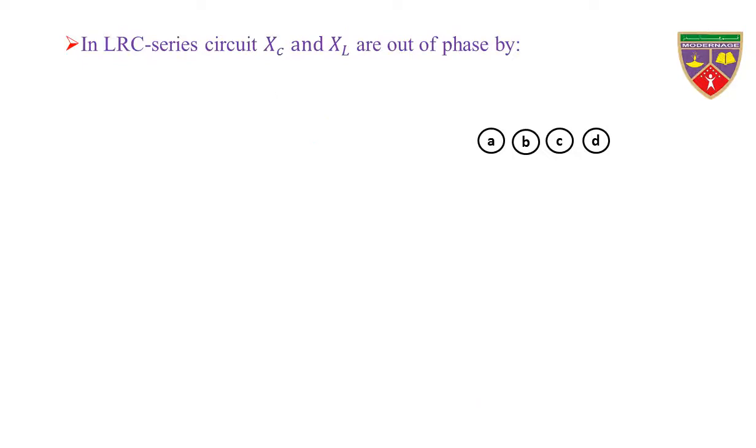In LRC series circuit, XC and XL are out of phase by option A, 60 degree, option B, 120 degree, option C, 180 degree, option D, 240 degree. The key is 180 degree. Therefore, the correct option is C.